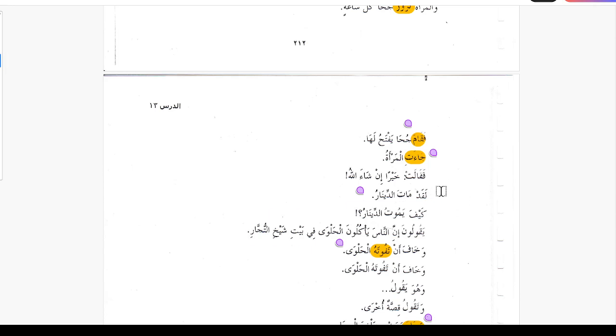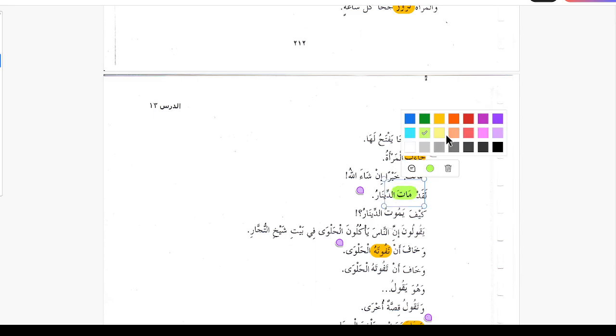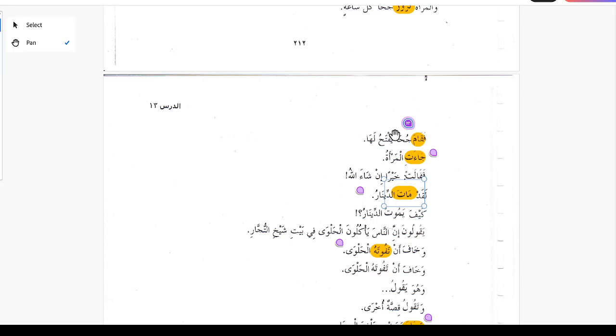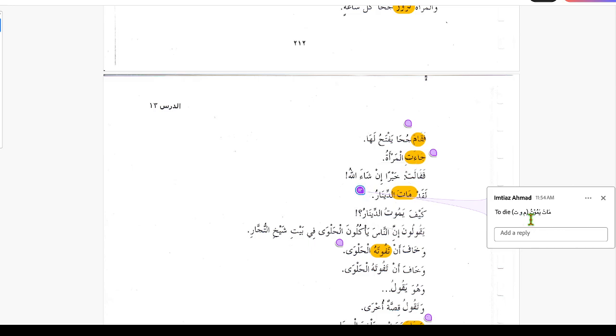So we can highlight this verb. The verb is mata yamutu, and mata's root letters are meem, waw and ta, to die. Just like kama yakumu. Kaifa yamutu dinaru, how can a dinar, a currency, a coin, how can this die?